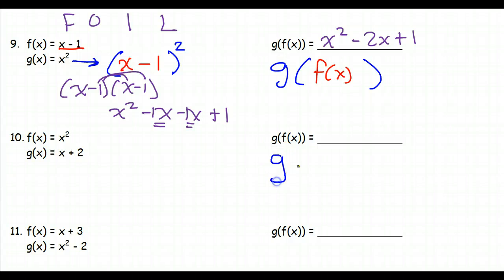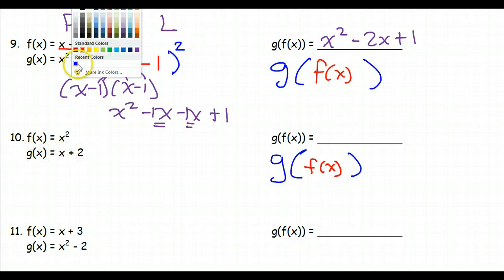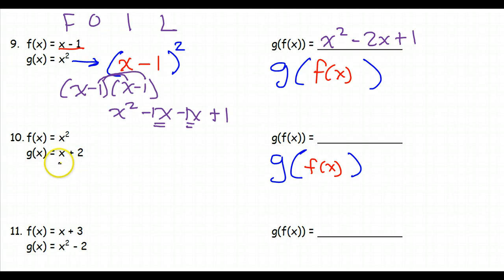Now for this one, we're going to have function g on the outside, and then we'll have function f on the inside. Function g is where we will begin. Function g says x plus 2. So that's just going to be parentheses plus 2. That's function g. Now on the inside I'm supposed to put function f. But function f is just x squared. So I'm going to wind up putting an x squared right there.